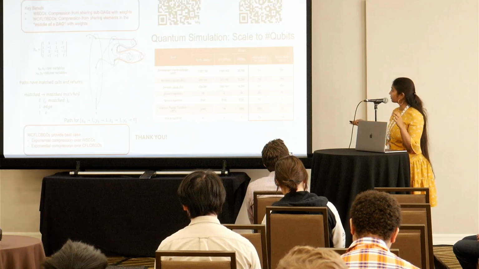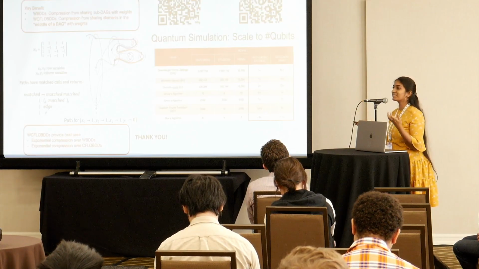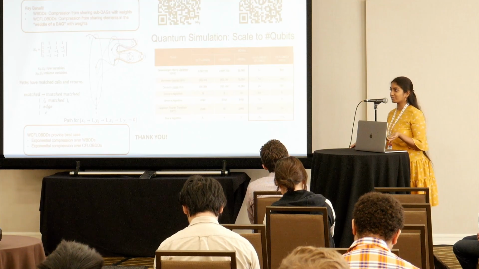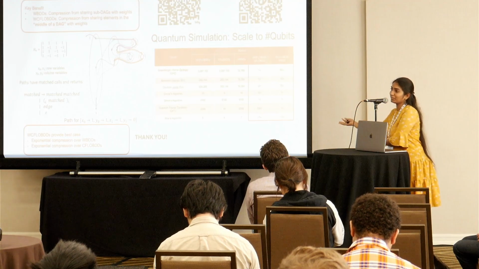In case of QFT, it scales better than CFLOBDDs by 128x. That's because you have a large number of output values in QFT. And these weights along the structure are helping you give that compression.